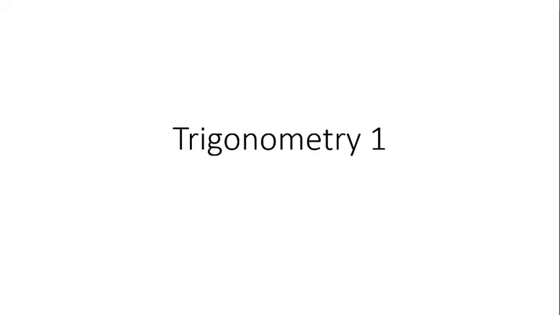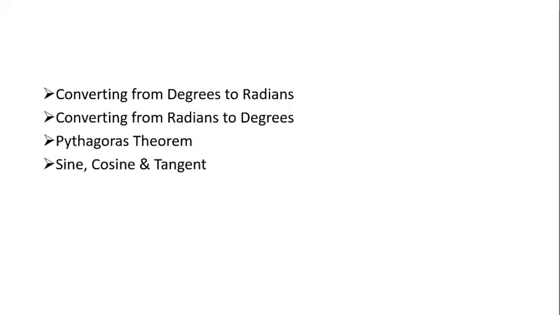Geometry 1. In this video we're going to take a look at converting from degrees to radians and back from radians to degrees. Then we'll take a look at Pythagoras' theorem and what sine, cosine and tangent mean with regard to a right angled triangle.